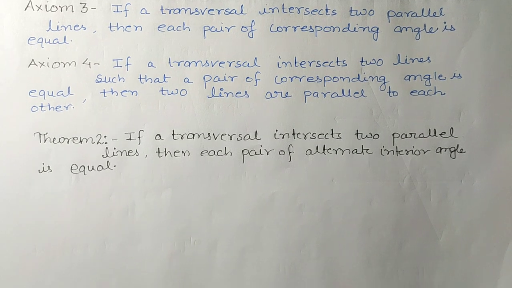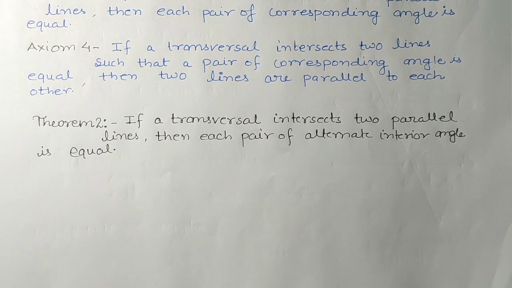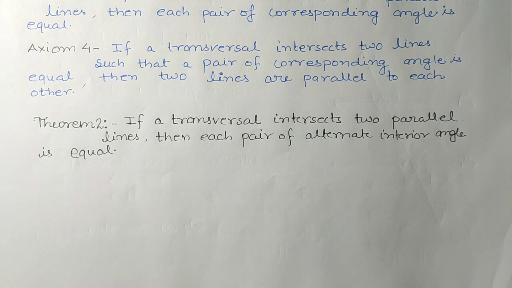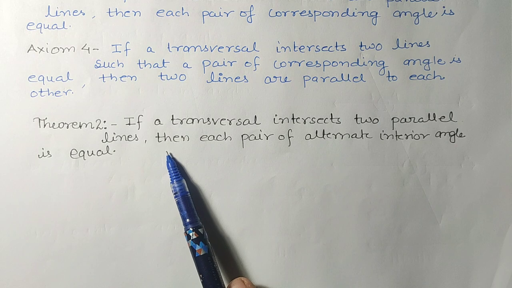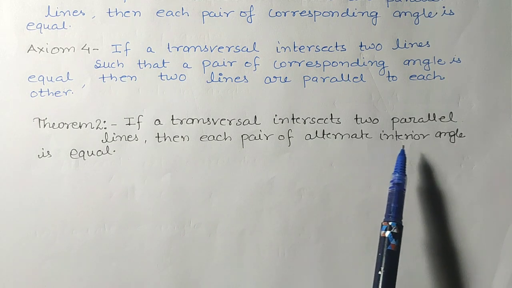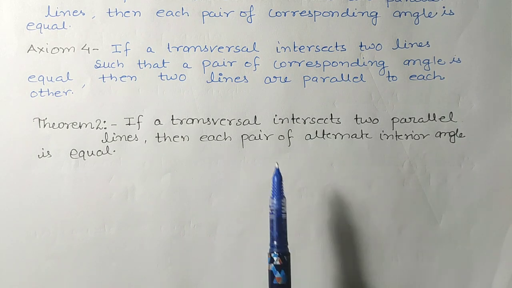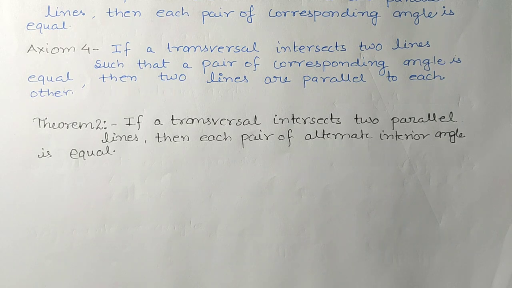Now students, coming to our theorem 2. Okay. And what is the theorem? If a transversal intersects two parallel lines, then each pair of alternate interior angles is equal. As we have seen that their alternate interior angles are equal. Now we have to prove how it will be equal.